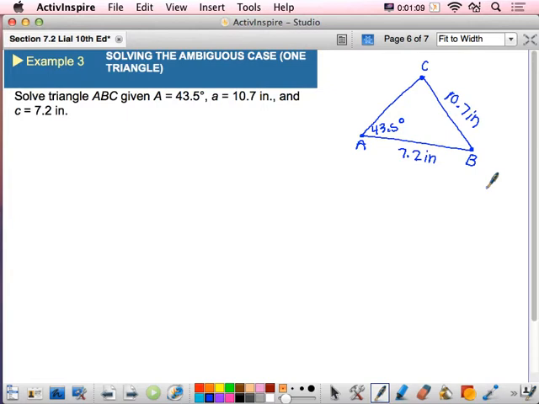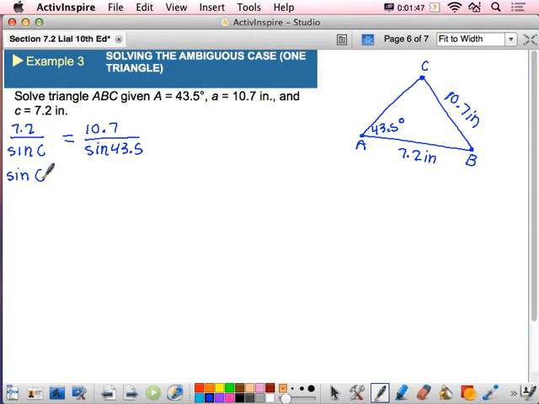The only thing I could possibly solve for right now is what? Capital C, right? Because it's the only one where I know its opposite. So if we're going to look for capital C, we have to set up a proportion that says 7.2 inches divided by sine of capital C must equal 10.7 inches divided by sine of 43.5. Remember, you have to stack the side over the sine of its opposite angle. We'll cross multiply, and we're going to find sine of capital C.